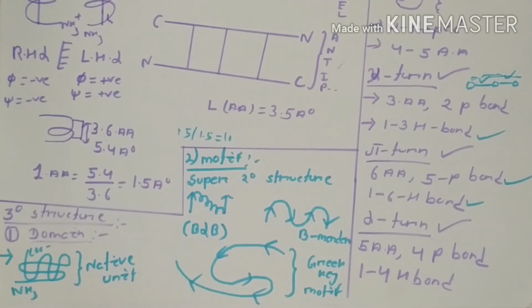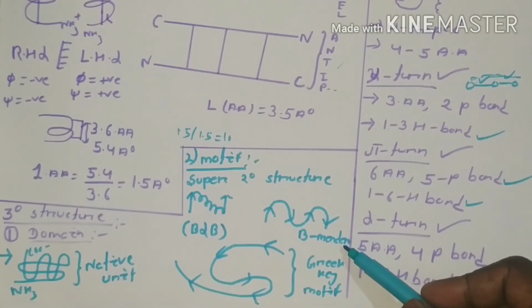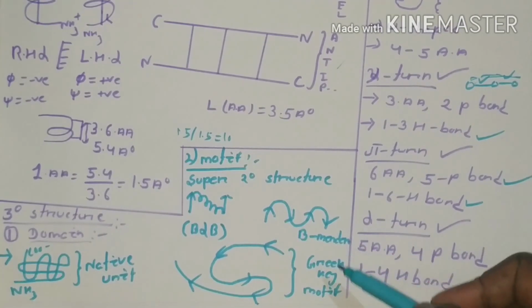Okay, another one is motif. Motifs are super secondary structures that attain a functional structure by various kinds of folding. Three major types of motifs are present. One is beta-alpha-beta, like here is beta sheet, alpha helix and beta sheet. One is the beta meander motif, and another is the Greek key motif.